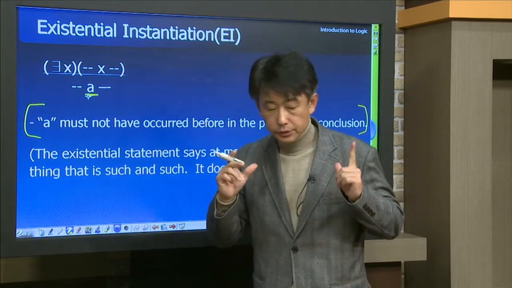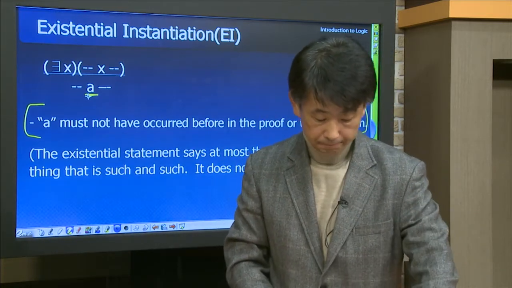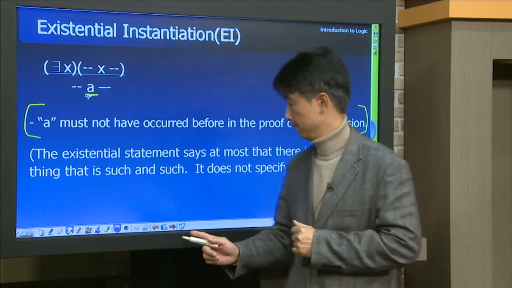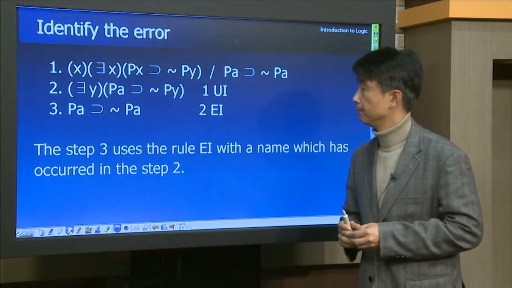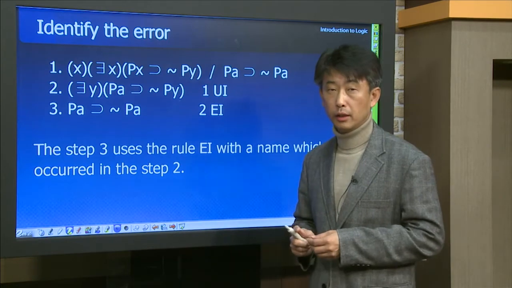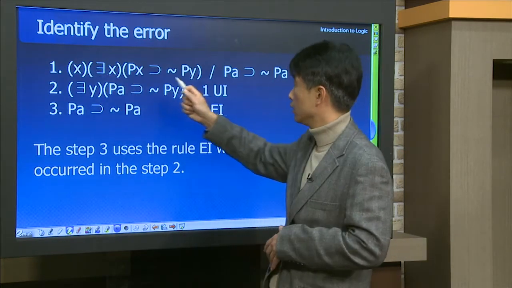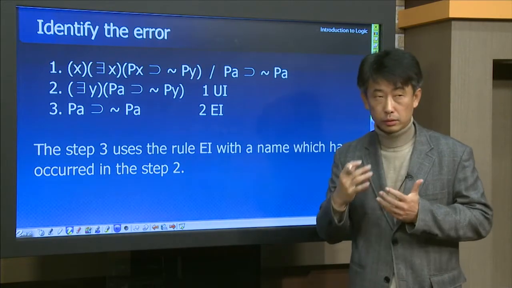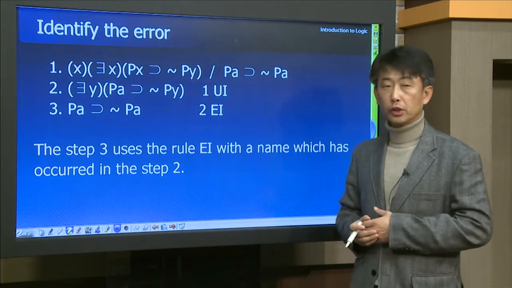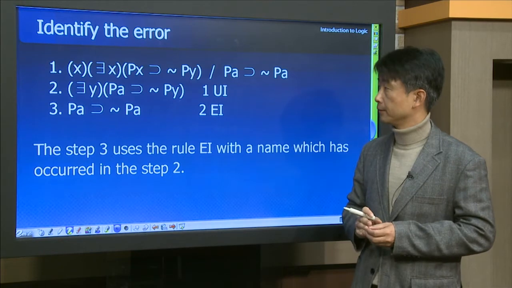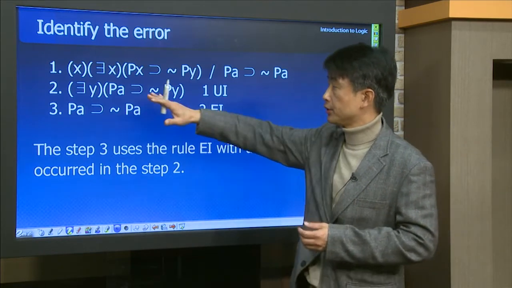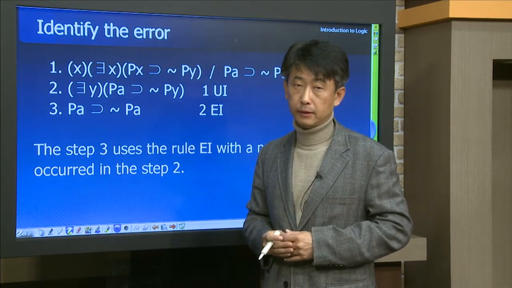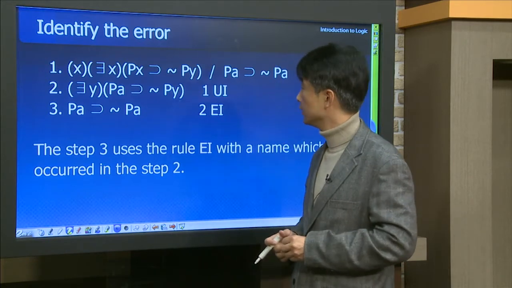Okay. Let's see an inference that violates this restriction. Okay, so here is a proof. There is one premise, and there is the conclusion. So the problem is we have to construct a proof for this argument. And in this case, this particular proof commits an error, and we have to identify the error. Okay, so let's see.